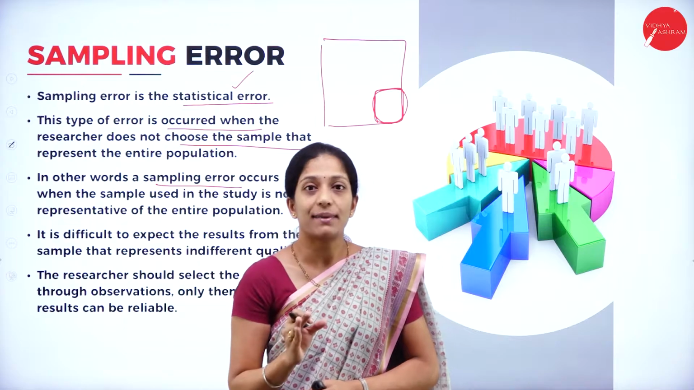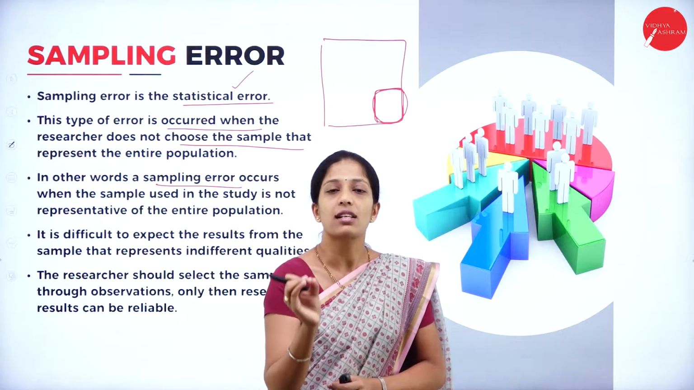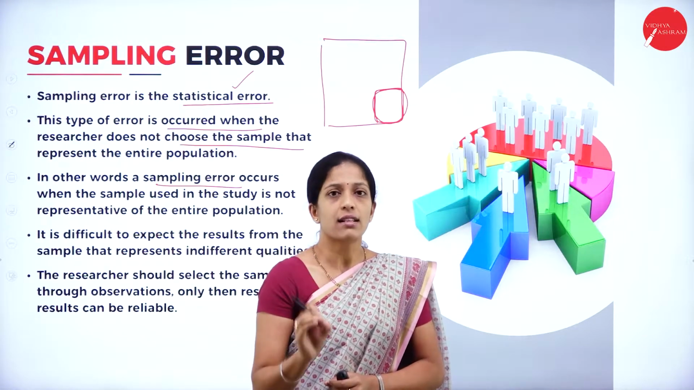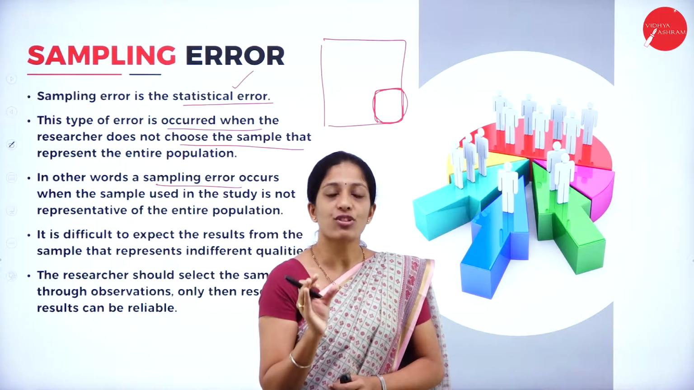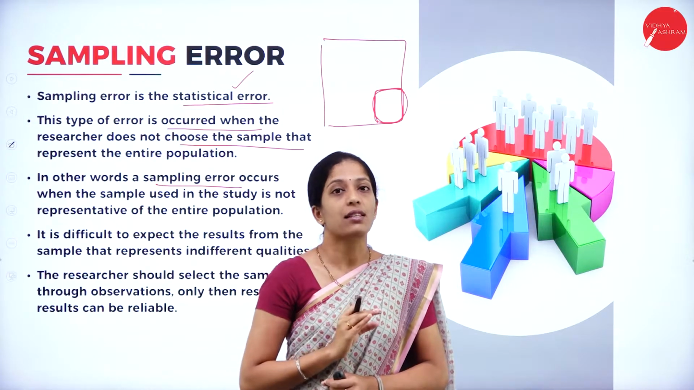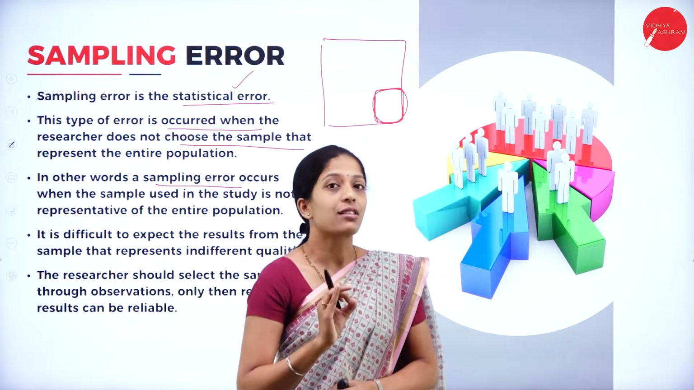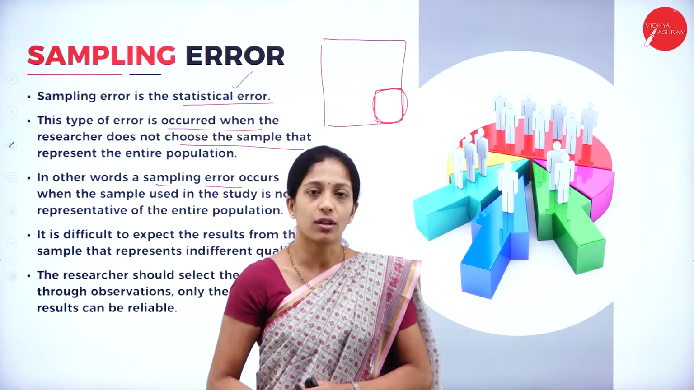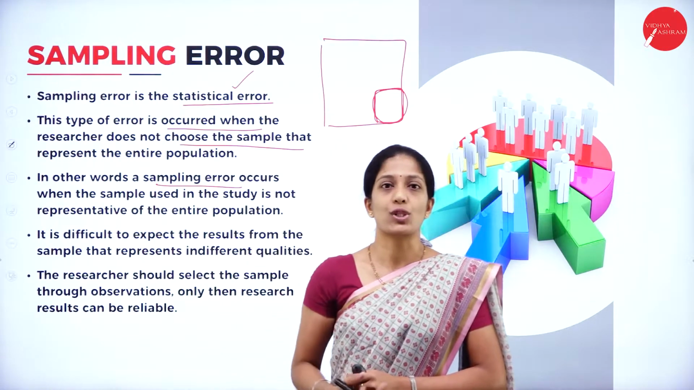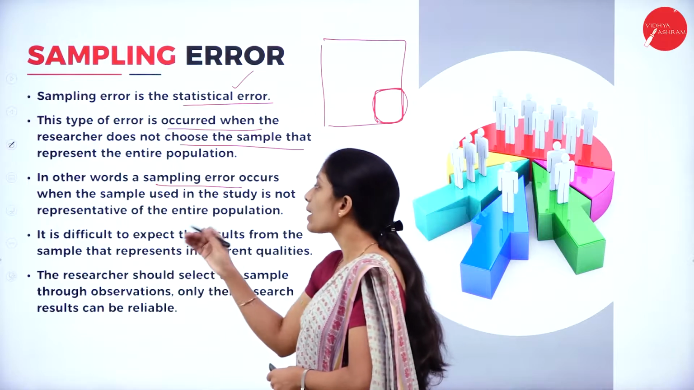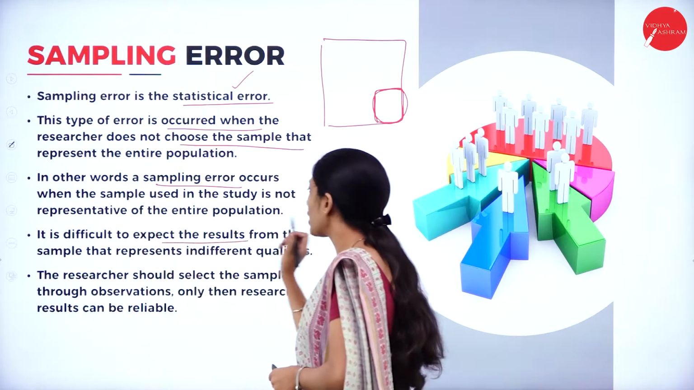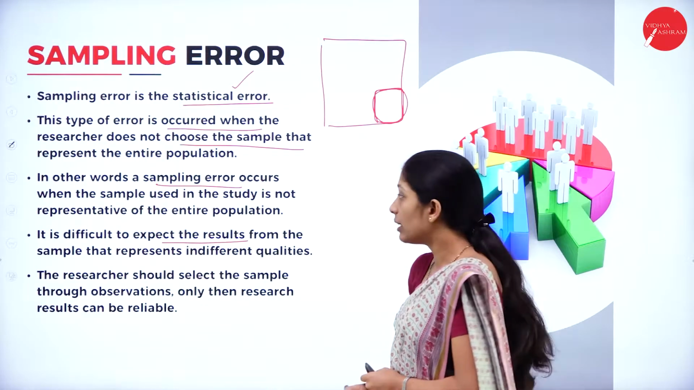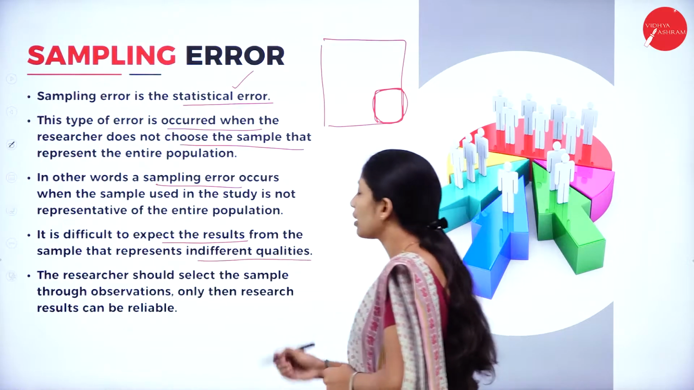So sampling error means what? Here the exact result cannot be ascertained. At the same time, a small sample size will not represent the whole population. In that situation, the whole research work goes wrong. So that is known as what? Sampling error. So it is difficult to expect the result from a sample that represents indifferent qualities.